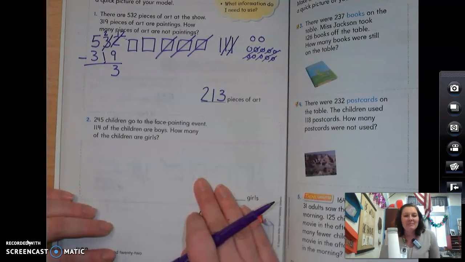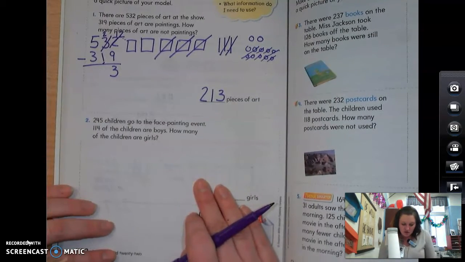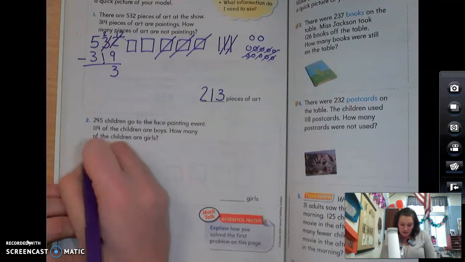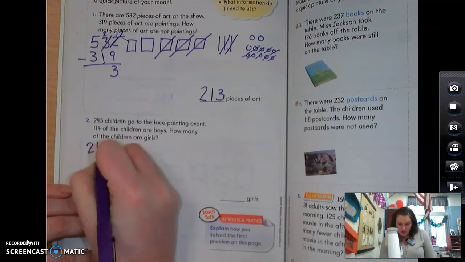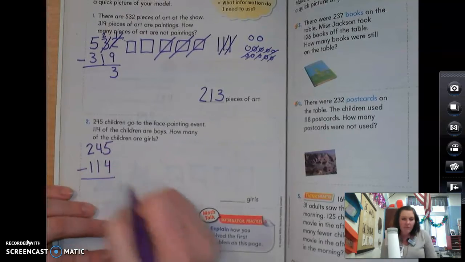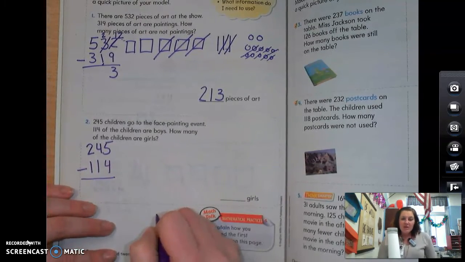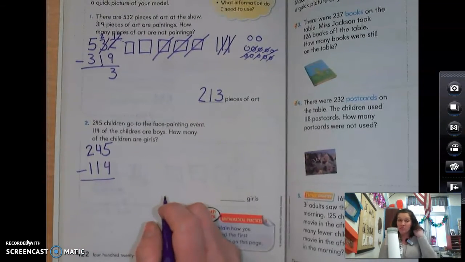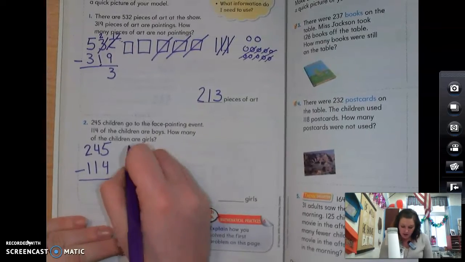Okay? And then we'd be left with the girls. All right? So, 245 minus 114 is what we're going to be doing, because we have the total amount of children, we need to know the boys. Okay? All right, so if a picture helps you, great. Here's how you would do it.